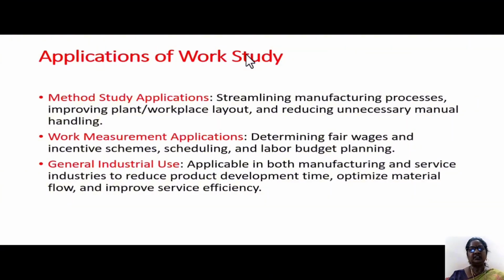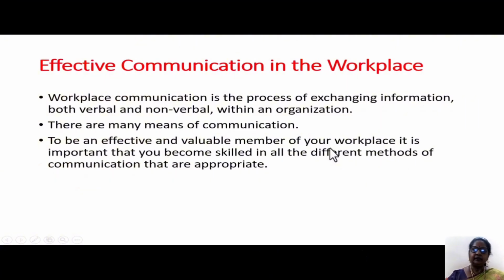Next, effective communication in the workplace. You may be asked how effective communication in the workplace can be improved. Workplace communication is a process of exchanging information, both verbal and non-verbal. The communication can be verbal or non-verbal. So there are many means of communication. Verbal means orally, and non-verbal means it can be in written form, putting up on the notice board, sending emails. All those things come under non-verbal communication.